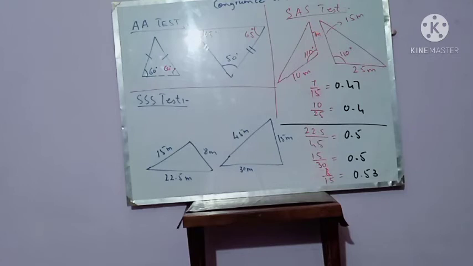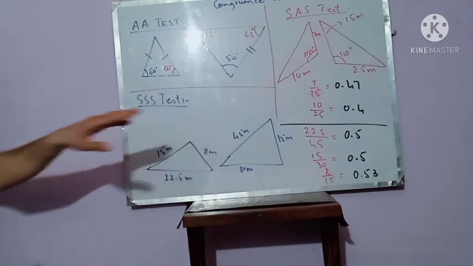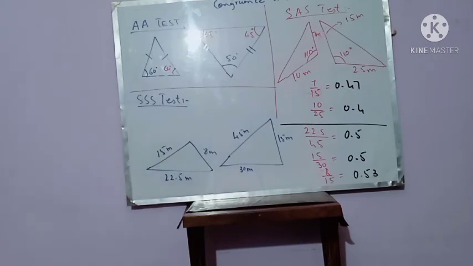Again, I am repeating how we can identify the corresponding sides. 22.5 and 45 are the bigger sides in both triangles, so these are corresponding sides. Then 15 and 30 are the medium length sides, and these are corresponding sides. Then 8 and 15 are the smallest sides, and these are also corresponding sides. When you make the ratios of these corresponding sides, two ratios are the same but one is not equal to the other two, right? So again, this pair of triangles is not similar according to the SSS test.